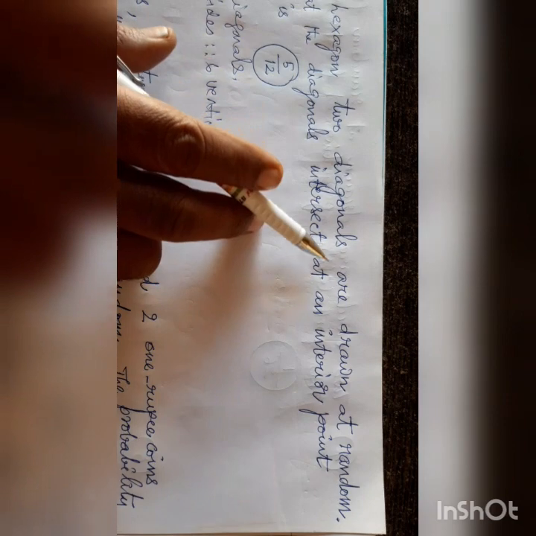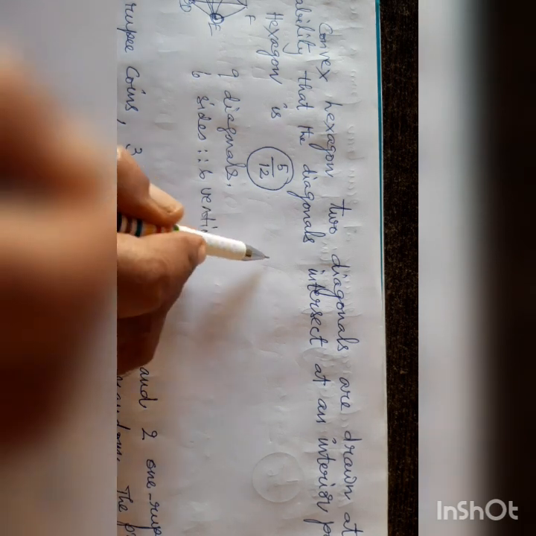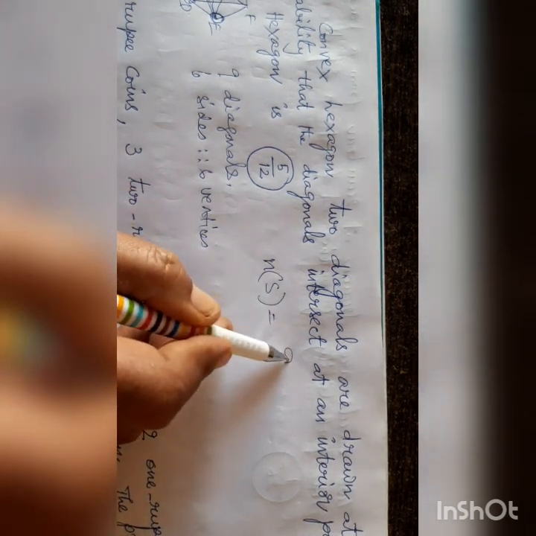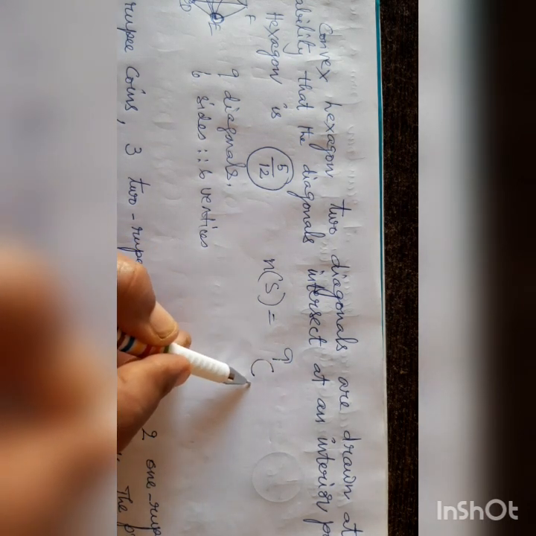So what is the question? In a convex hexagon, 2 diagonals are drawn at random. So how many diagonals are there? Here, what we have to take? n of S: 9 diagonals will be there, and we have to select 2 diagonals. Very easy. But you have to know how many diagonals are there in the convex hexagon.